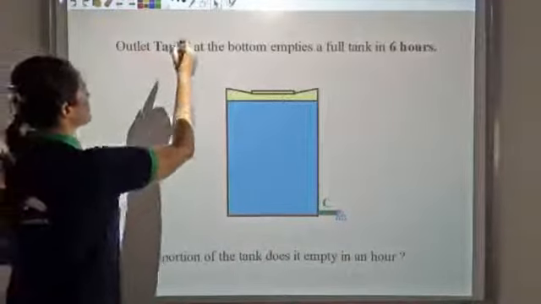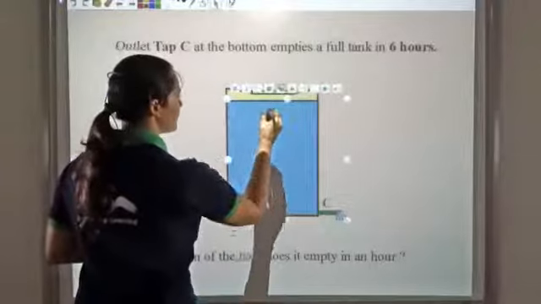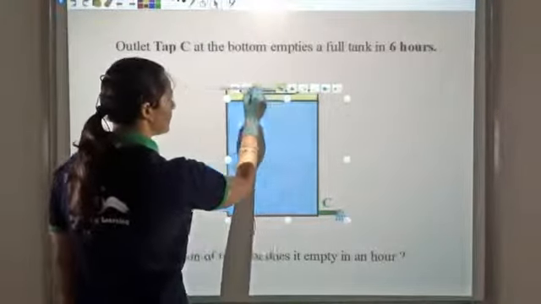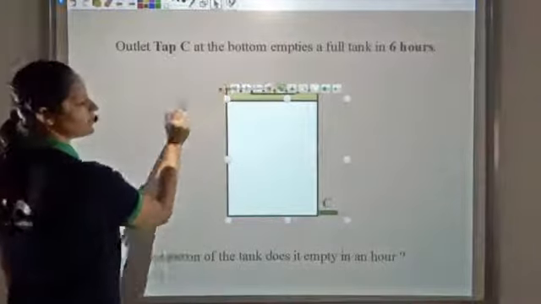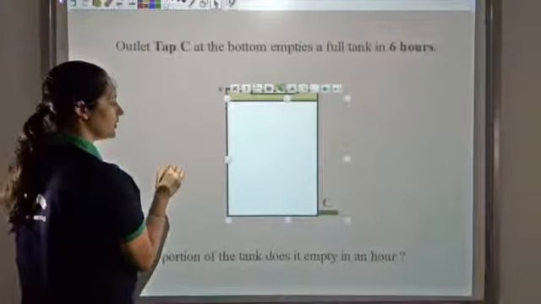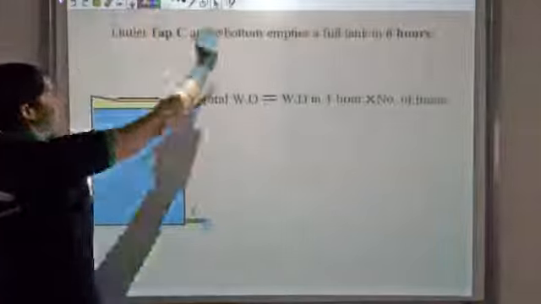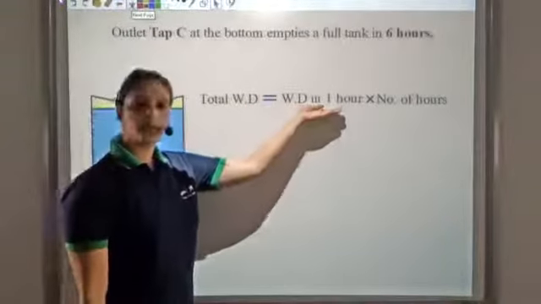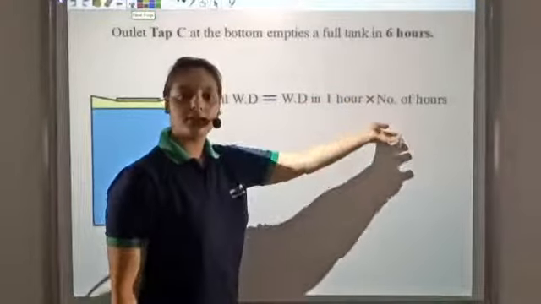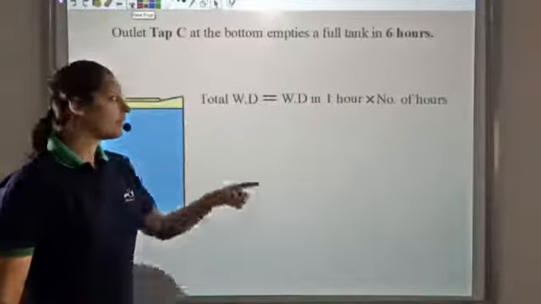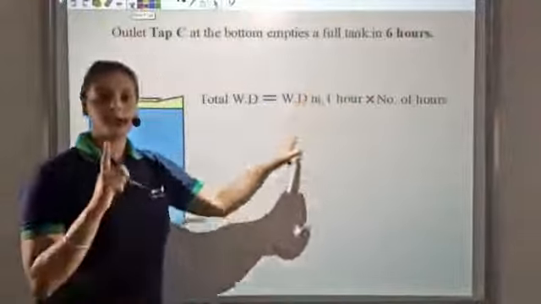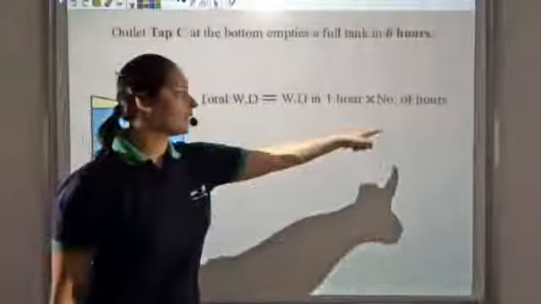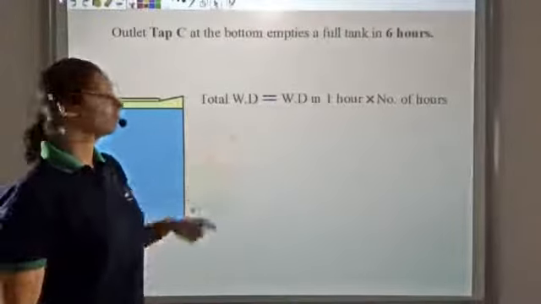So let's look at this. This is the full tank. What tap C is doing is emptying this full tank in 6 hours, so it removes the water of this tank. We know total work done is work done in 1 hour times number of hours. What I'm interested in is finding the work done in 1 hour, so work done in 1 hour would be total work done divided by number of hours.